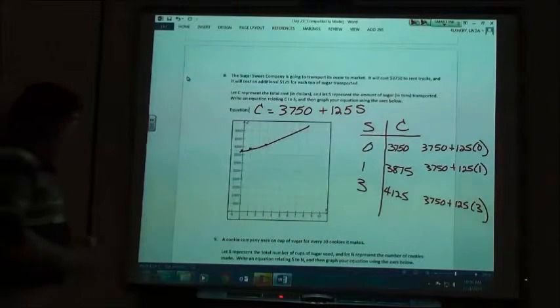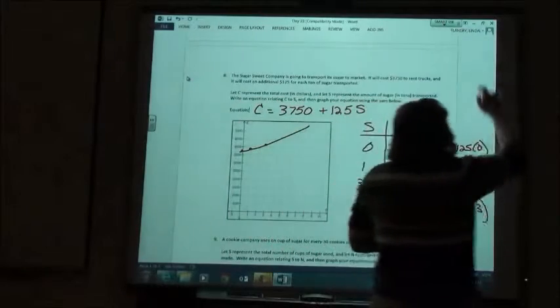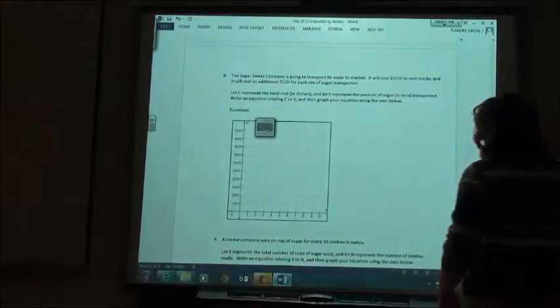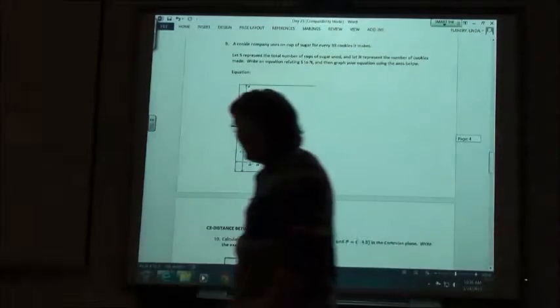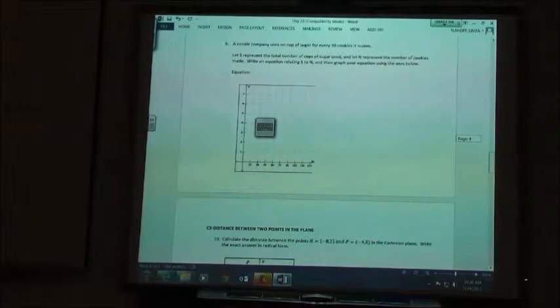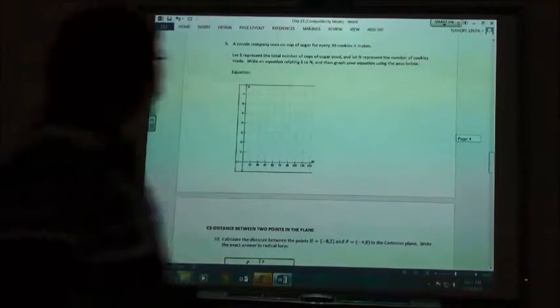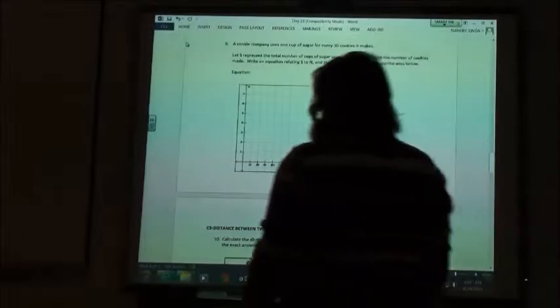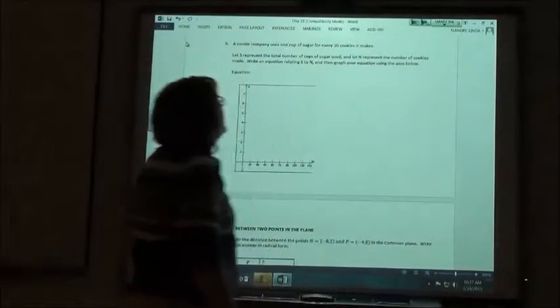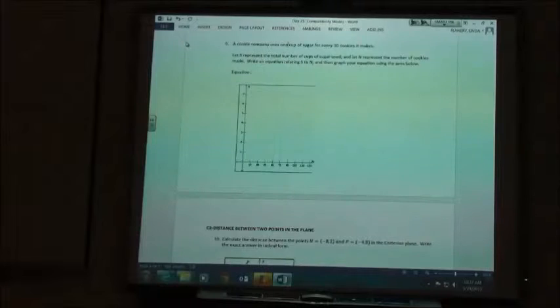Now those two were adding, and they weren't too bad to write the equation. We've got a trickier one for the next one because I wanted you to have an example of one that was a little trickier. It says a cookie company uses 1 cup of sugar for every 30 cookies it makes. Let S represent the total number of cups of sugar used and N represent the number of cookies made. Write your equation relating S to N.